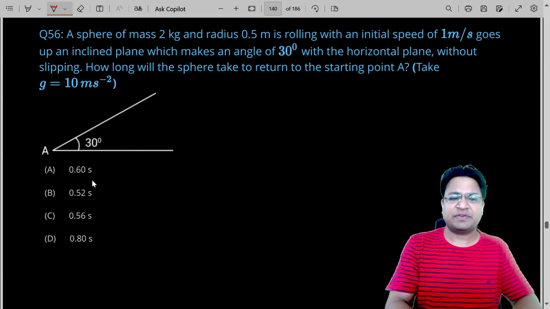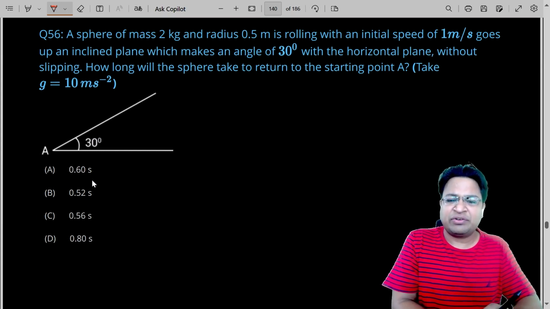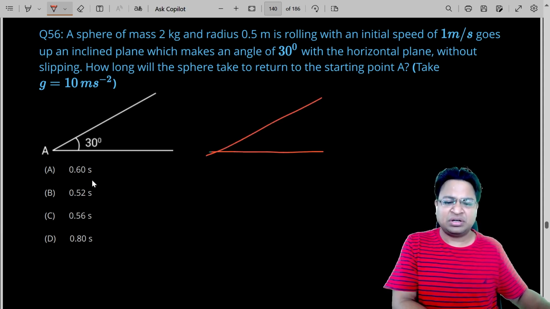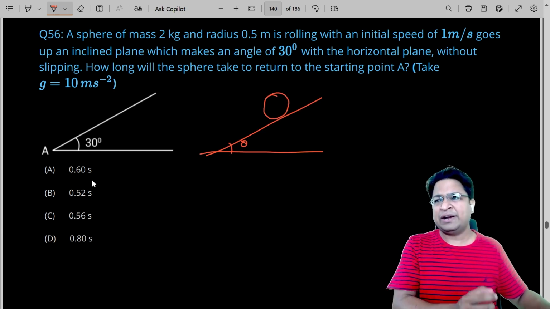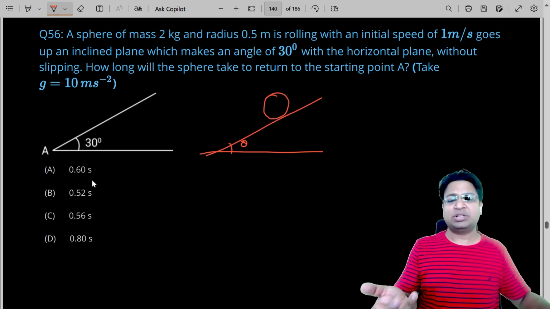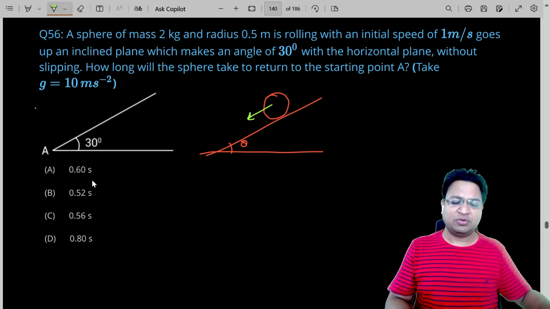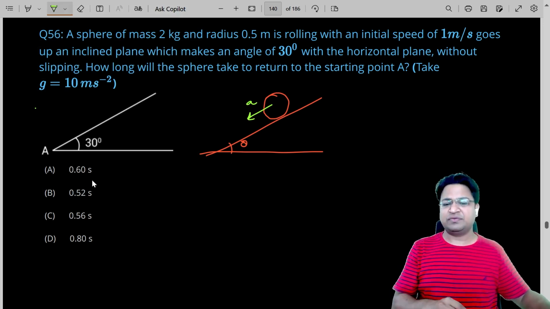Next, we go to question number 56. It says a sphere of mass 2 kg and radius this much is rolling with an initial speed of this much, goes up an inclined plane which makes an angle of 30 degrees without slipping. How long will the... Okay guys, in this question what is important is that if a round object is on an inclined plane and there is no slipping taking place and there is no other force, then the acceleration of this body is in the downward direction, even though it may be going upward, but the acceleration will be downward.